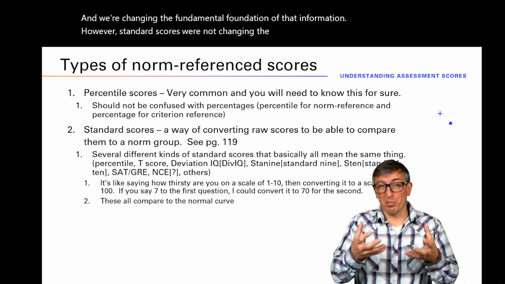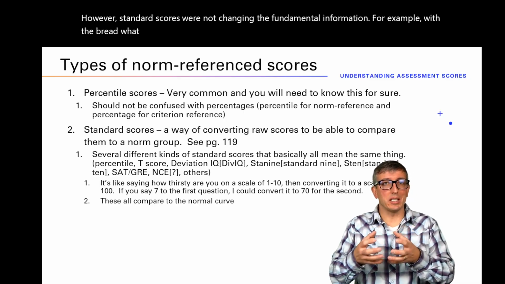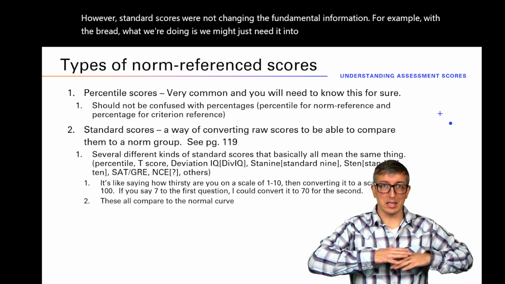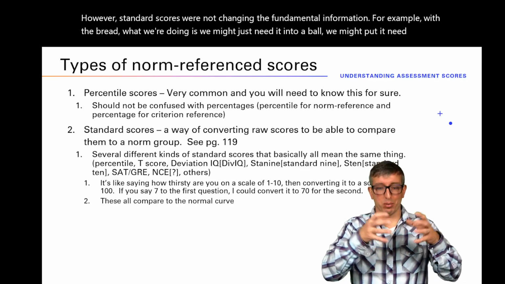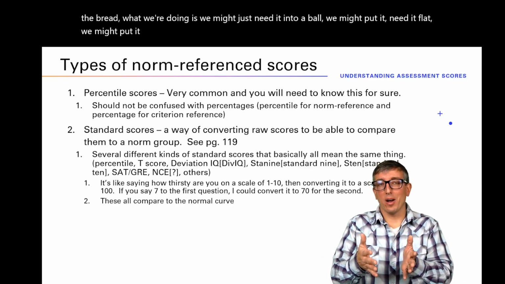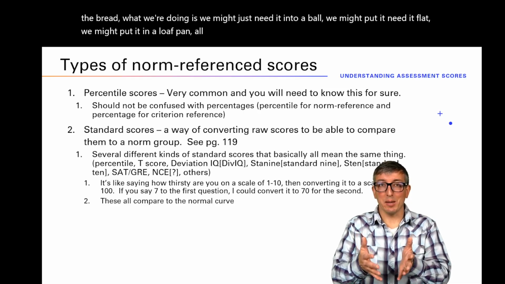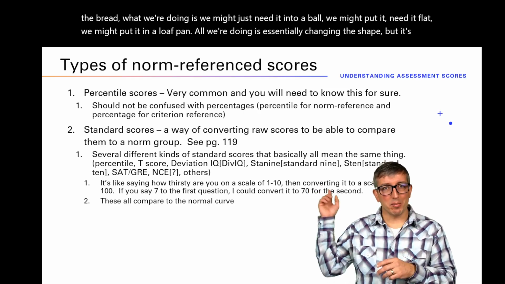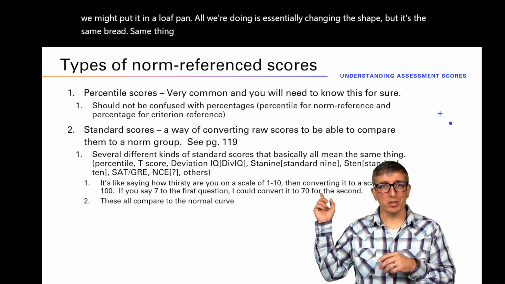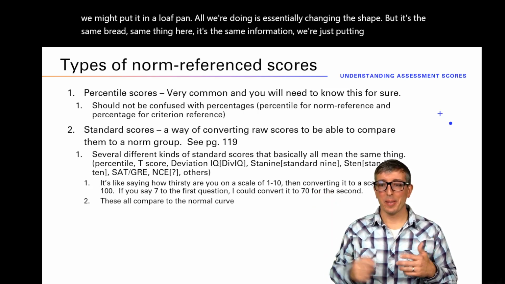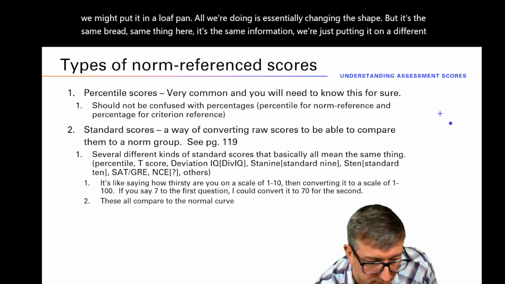For example, with the bread, we might just knead it into a ball. We might knead it flat. We might put it in a loaf pan. All we're doing is essentially changing the shape, but it's the same bread. Same thing here. It's the same information. We're just putting it on a different scale. So here's an example. I'll show you.